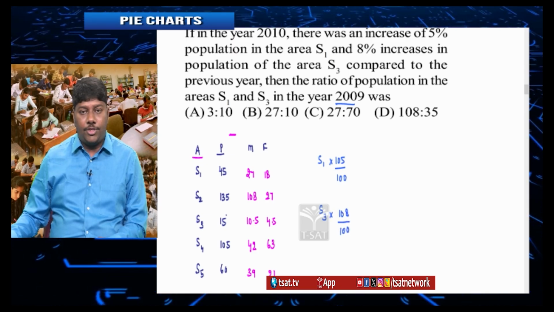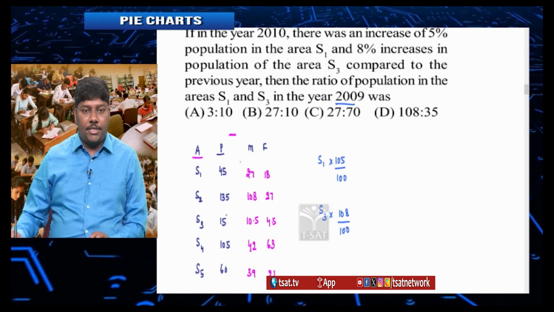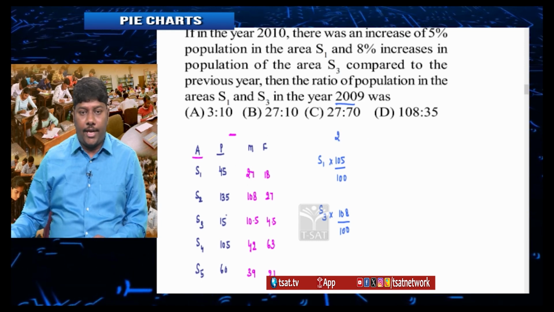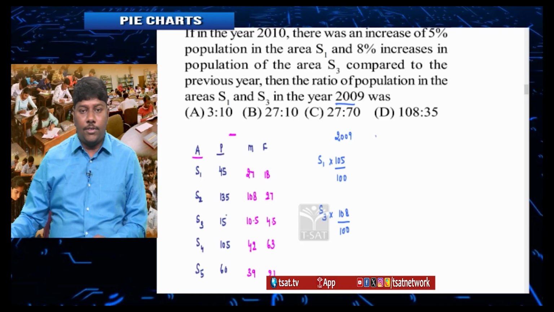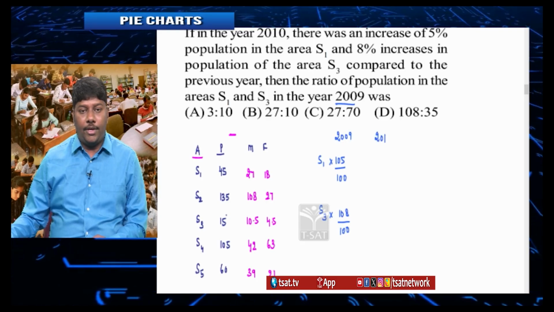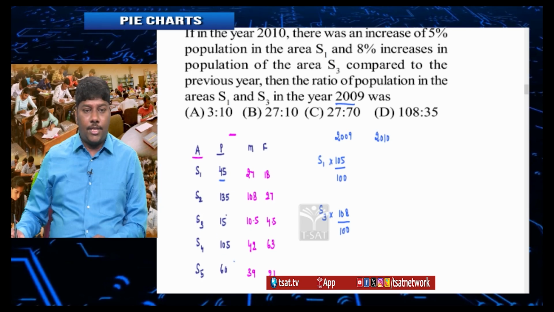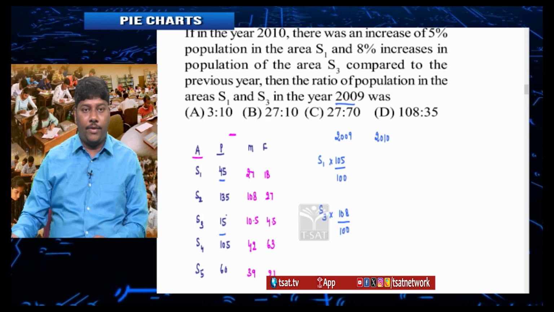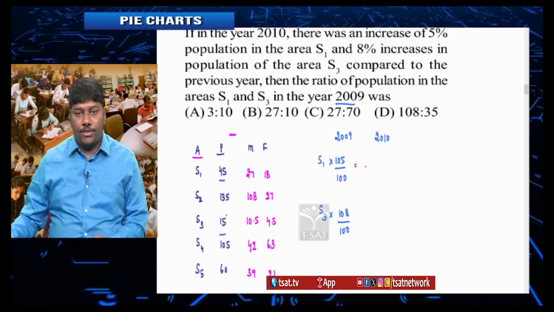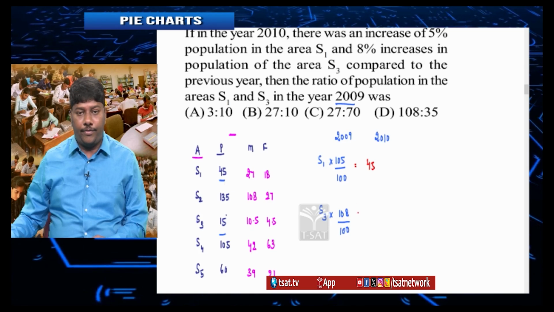Then it became how much, when compared to that of the previous year. Now, this is in 2009. Now, in 2010, they are respectively becoming how much? S1 population was 45, S3 population is 15. So, 45 and 15.